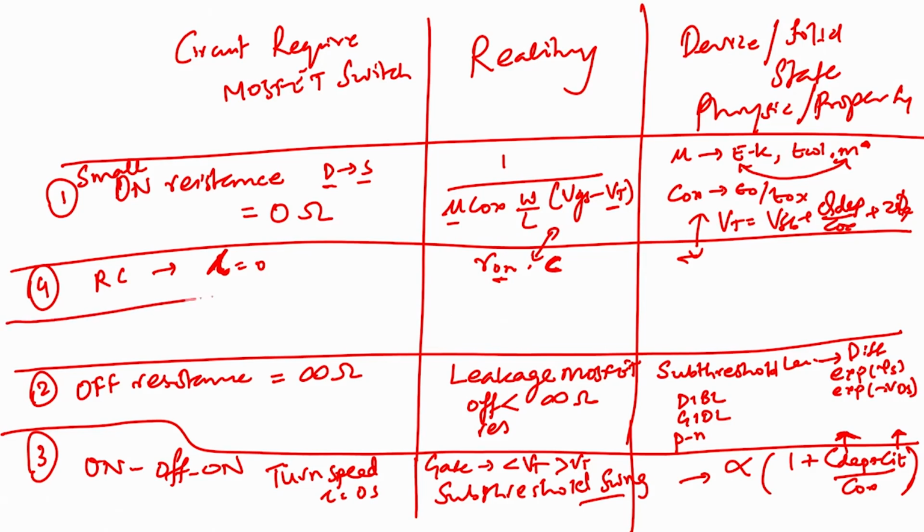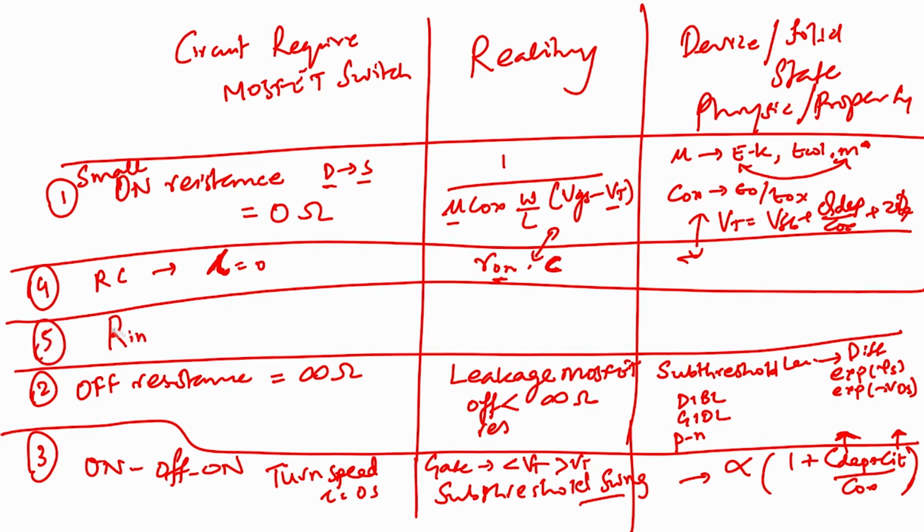And there is one more important property, which is what is the input impedance of the MOSFET. We would ideally like it to be infinite. So what do you mean by input impedance? We mean that the gate current is 0. We do not want the control signal at the gate to be influencing any current that is going from source to drain. We would like this current to ideally be 0.